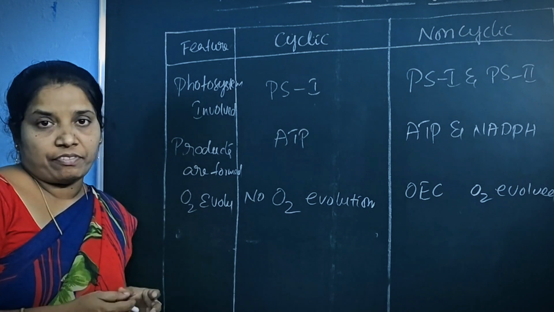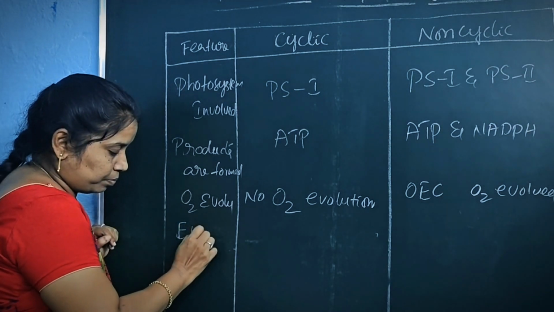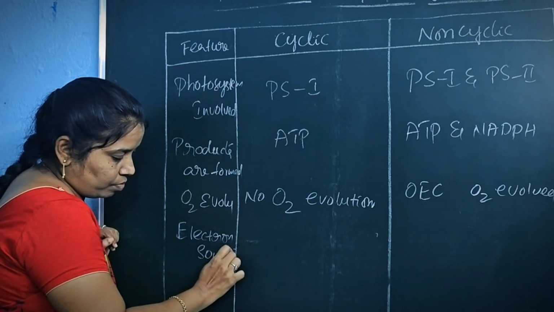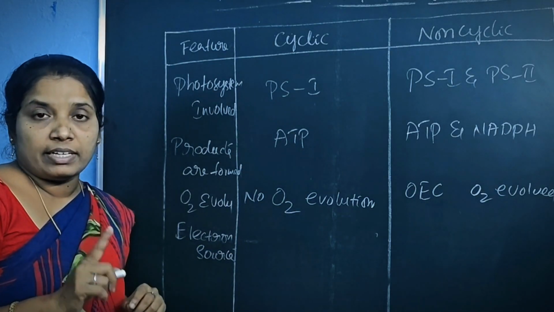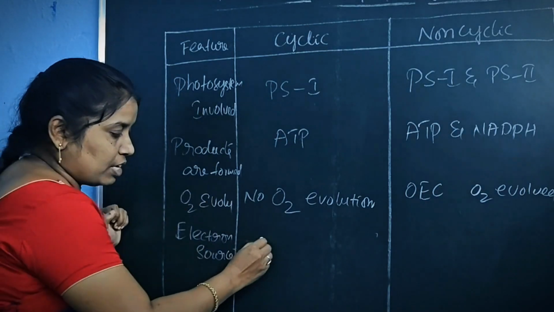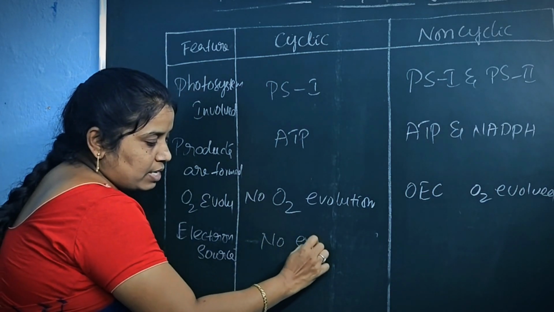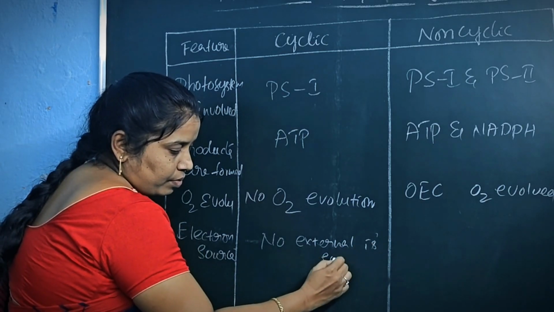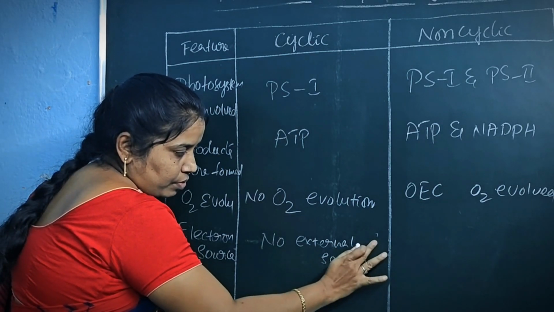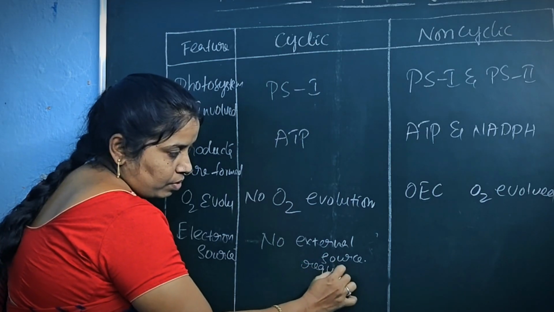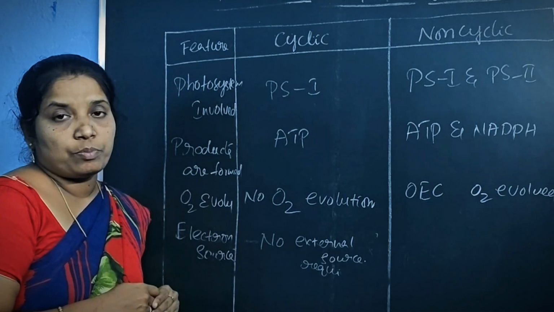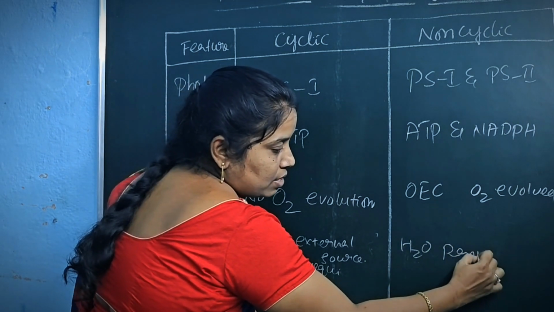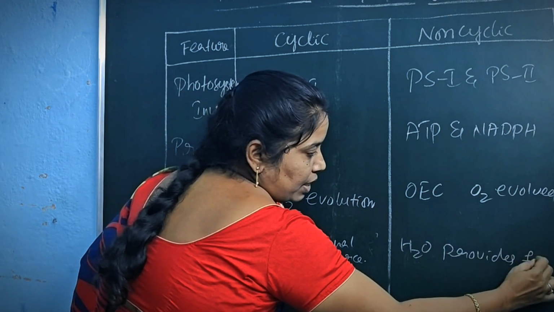So let's see the next difference, electron source. No external electron source is required in cyclic photophosphorylation. In the case of the non-cyclic electron transport chain, water provides electrons for PS2.